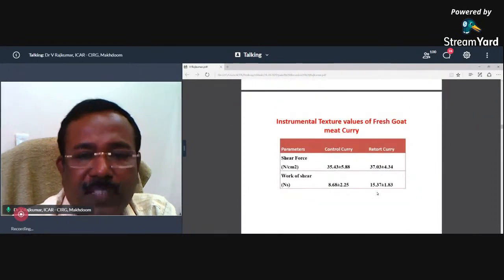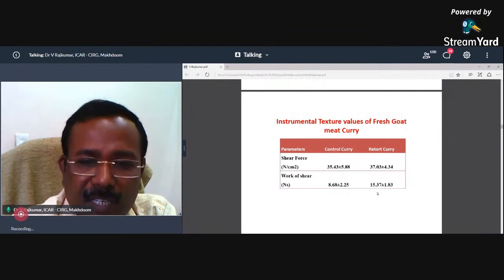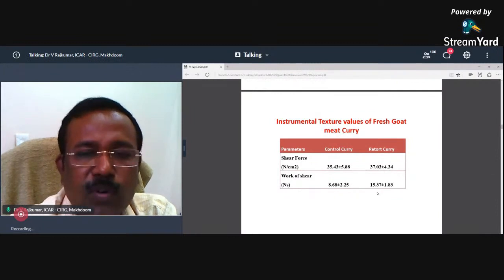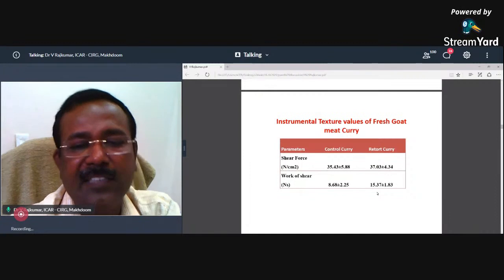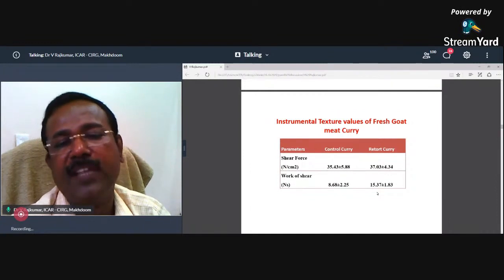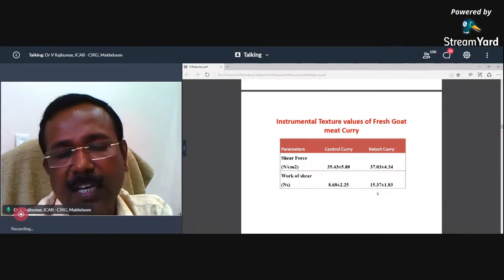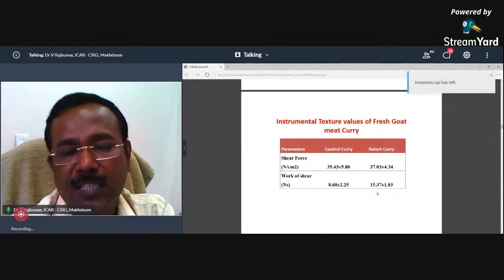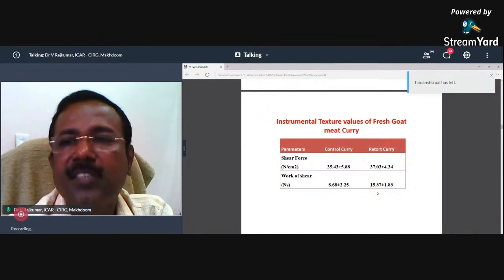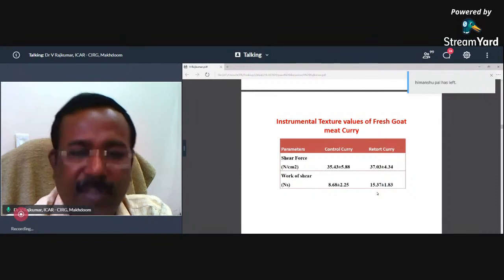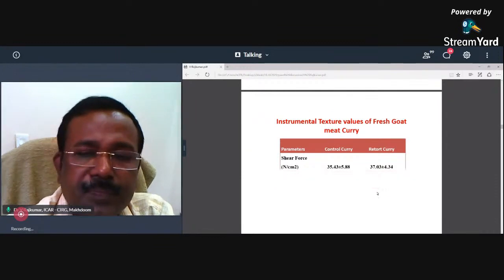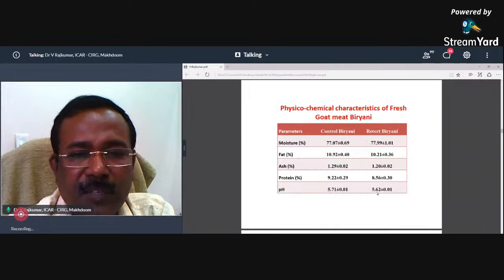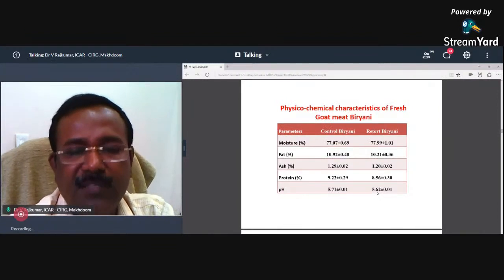This is for the fresh meat curry, where the shear force value slightly increases. That is because the work of shear also slightly increases because of retort pouch processing. But as far as consumer values are concerned, this is working well. Next. These are all for the biryani. Similar values we have observed. There were not many differences we have observed. Next.